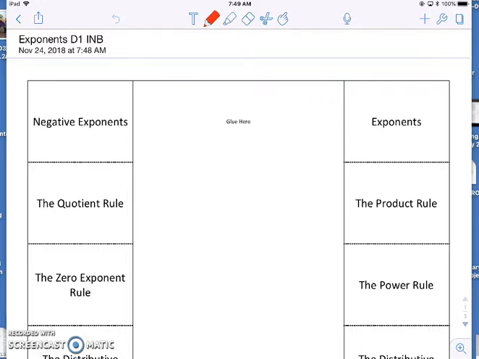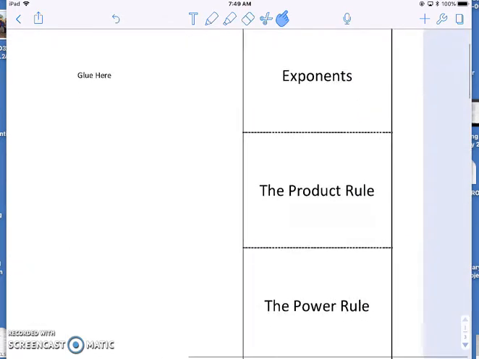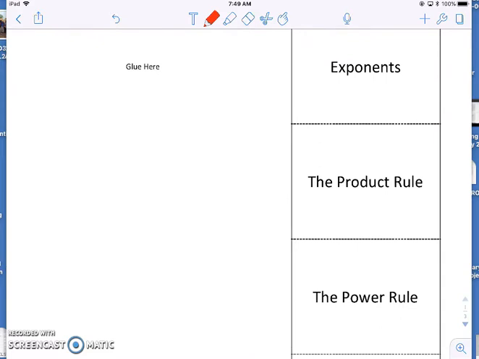Today's going to be our first day where we look at exponents. Most of this should be a review from last year. Remember, an exponent, if we have x to the n power, that's as if we just multiply it out n times. So the product rule, that's if we have x to the m times x to the n.